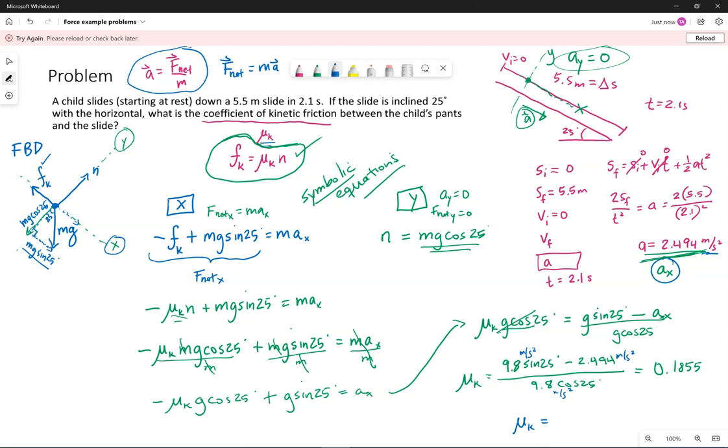Now, significant figures, coming back to the problem: 5.5 is 2, 2.1 is 2 sig figs, 25 degrees is 2 sig figs. So I would want to round this to 2 significant figures, 0.19. If you remember, the coefficient of kinetic friction is typically between 0 and 1. 0 would mean none, no kinetic friction. 1 would be a whole heck of a lot of kinetic friction. This seems pretty reasonable. Being closer to 0, the child can slide down the slide fairly easily, but not as fast as if the slide was perfectly frictionless. So this answer seems reasonable.